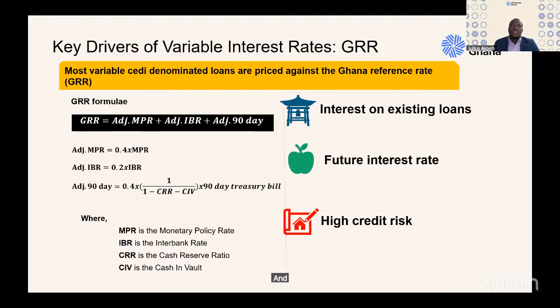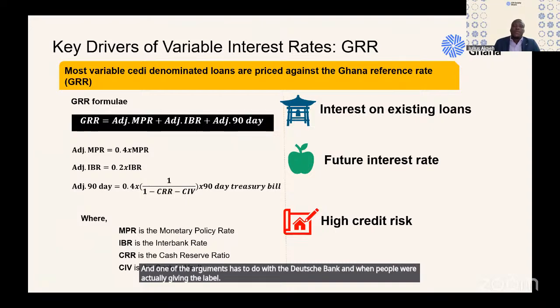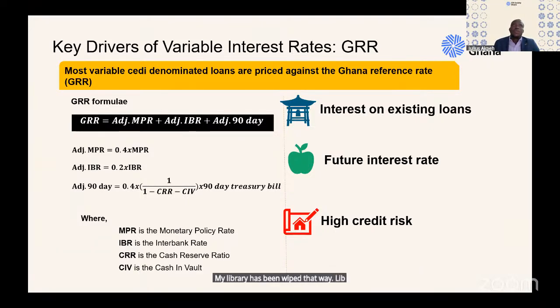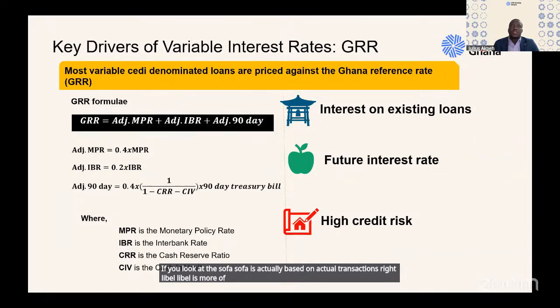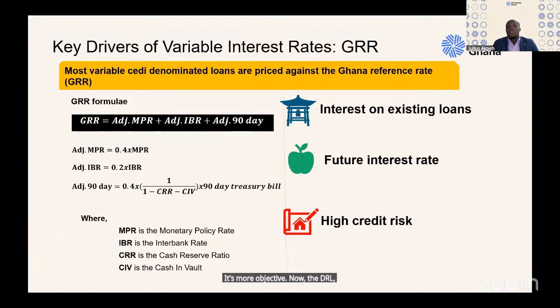We used to have the LIBOR, but the LIBOR has been wiped away. One of the arguments has to do with Deutsche Bank and when people were giving the LIBOR rates. SOFR is based on actual transactions, right? LIBOR is more of future transactions, the rate that the double A rated banks in the United States and London think they can borrow among themselves. Of course, anybody can provide any rates, but SOFR tends to be based on actual transactions, so it's difficult to manipulate. It's more objective.